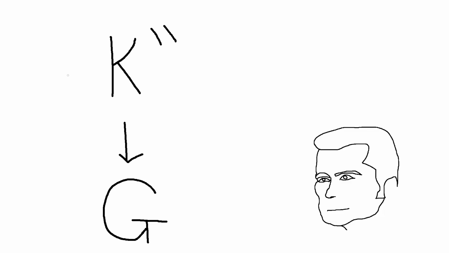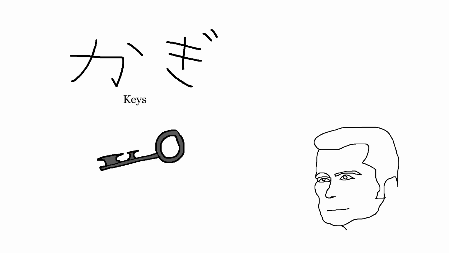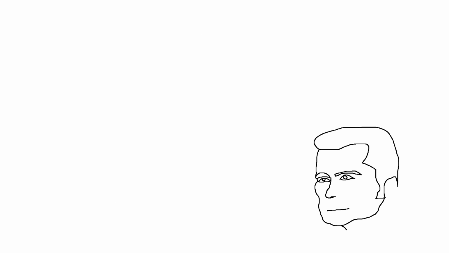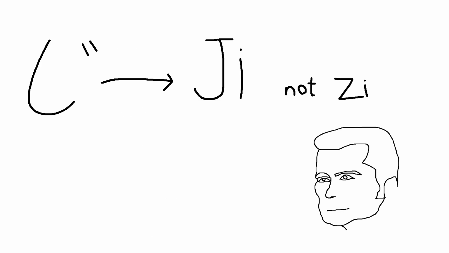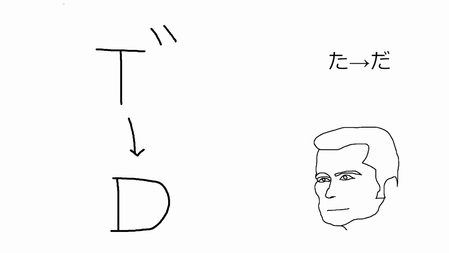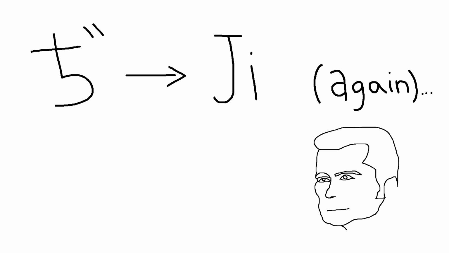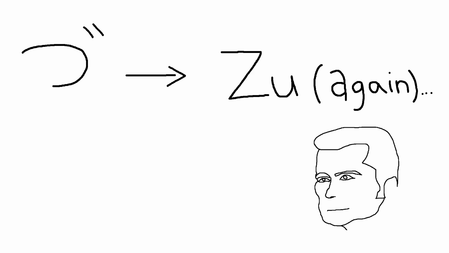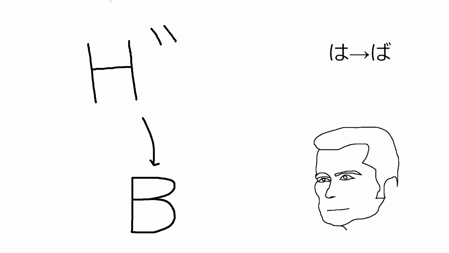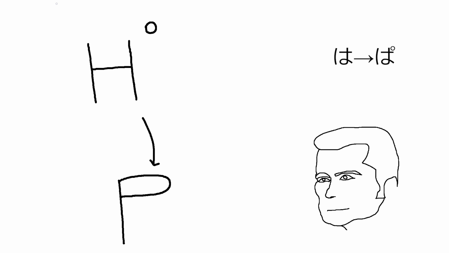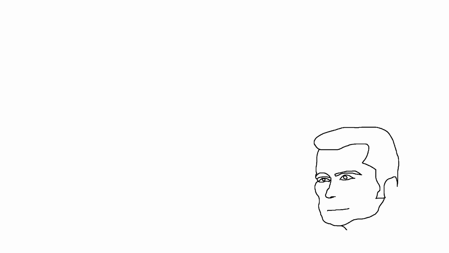When you put a tenten on a K, it makes G sounds, like kaki can turn into kagi or gaki. When you put a tenten on S, it turns it into Z sounds except for shi, which turns into G. When you put a tenten on T, it turns to D sounds except for chi, which turns into G again, and ts, which turns into z again. When you put a tenten on H sounds, it makes B sounds. Also, if you add maru, it makes P sounds. I never really thought about it, but I just realized that maru is pretty much exclusive for the H family.